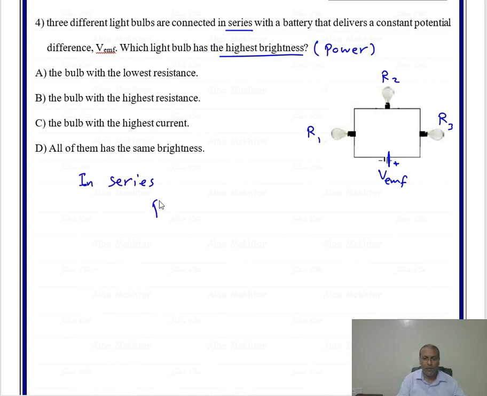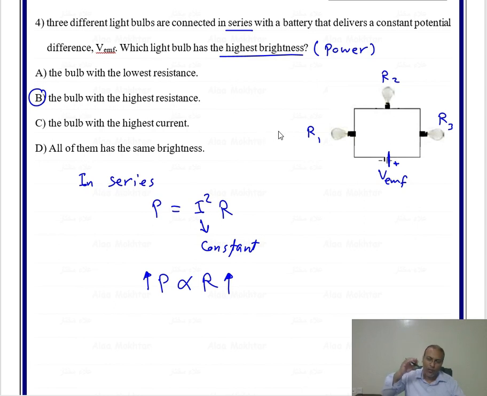In series, power equal I squared R for each resistor. I is constant. It means power is directly proportional to resistance. If the resistance increases, the power will increase also. It means the highest resistance has the highest brightness. The bulb with the lowest resistance, the bulb with the highest resistance, yes, correct one. In parallel, the bulb with the lowest resistance has the highest brightness.